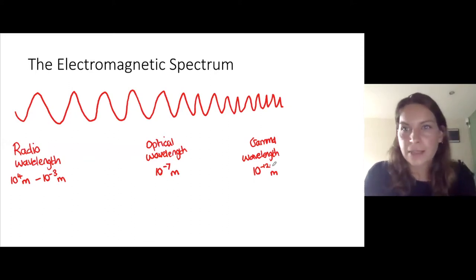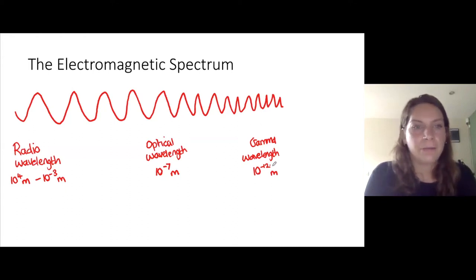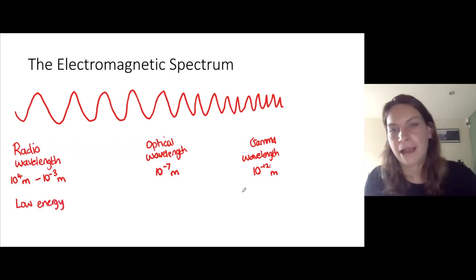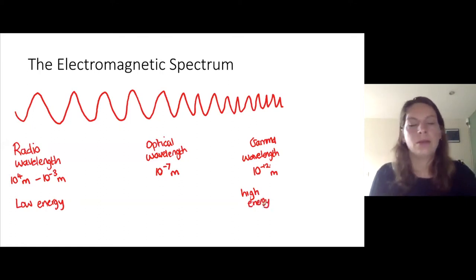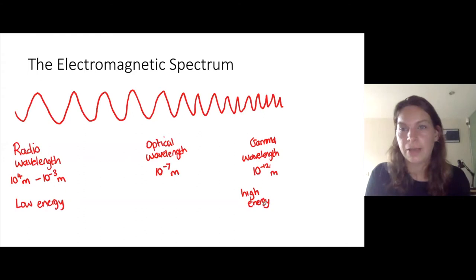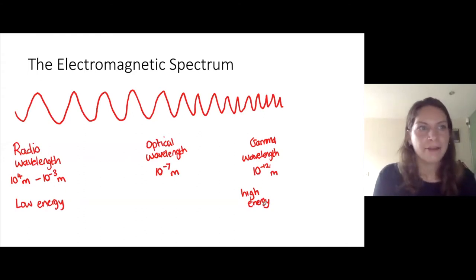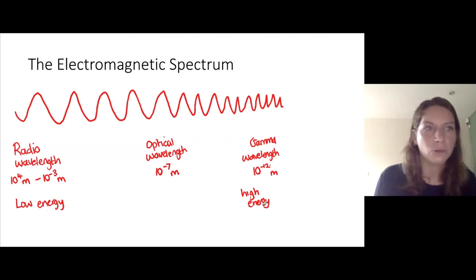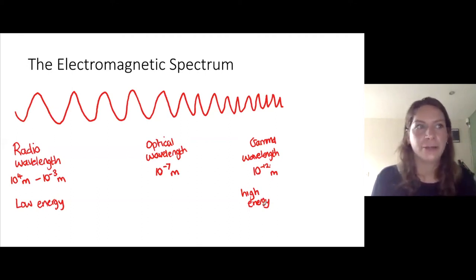Now, we can also use our spectrum to describe the energy carried by these waves. So at the long wavelength side, this corresponds to low energy waves. And at the other end, we have our high energy waves. So radio waves are the lower energy waves on the spectrum. And in fact, the energy of a radio wave from a distant radio source is so low that we have to make up our own new unit in order to describe the intensity of a radio signal. And we call that unit the Jansky.